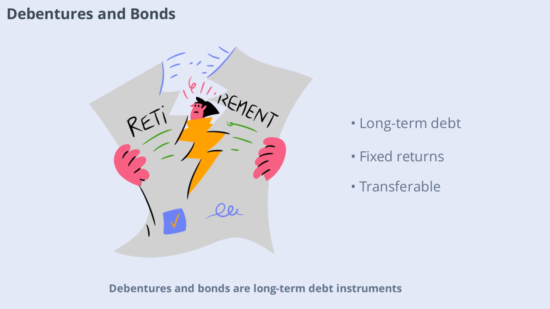Debentures and bonds are long-term debt instruments used by companies and governments to raise funds. Debentures are backed by the company's credit, while bonds may be secured or unsecured. Investors receive regular interest payments and the principal amount at maturity. These instruments are generally transferable and offer fixed returns.